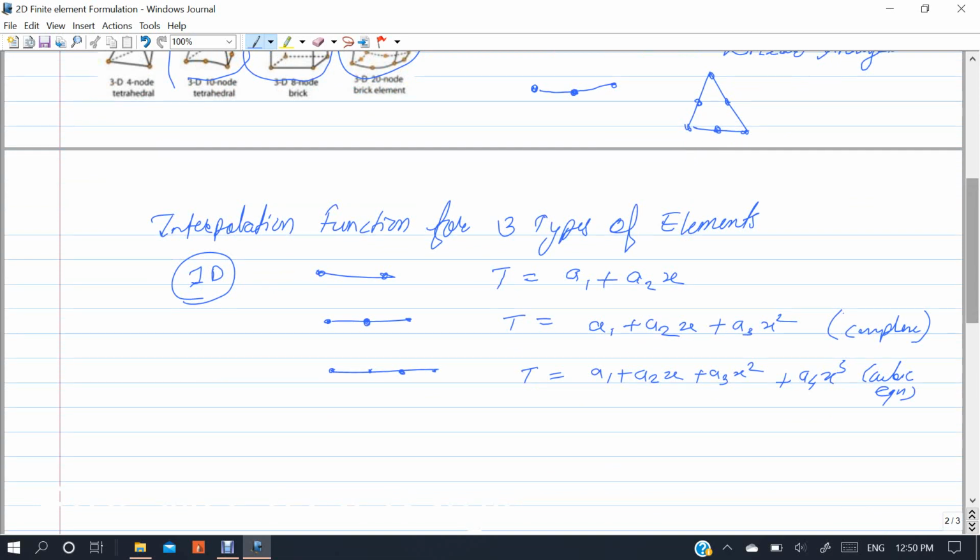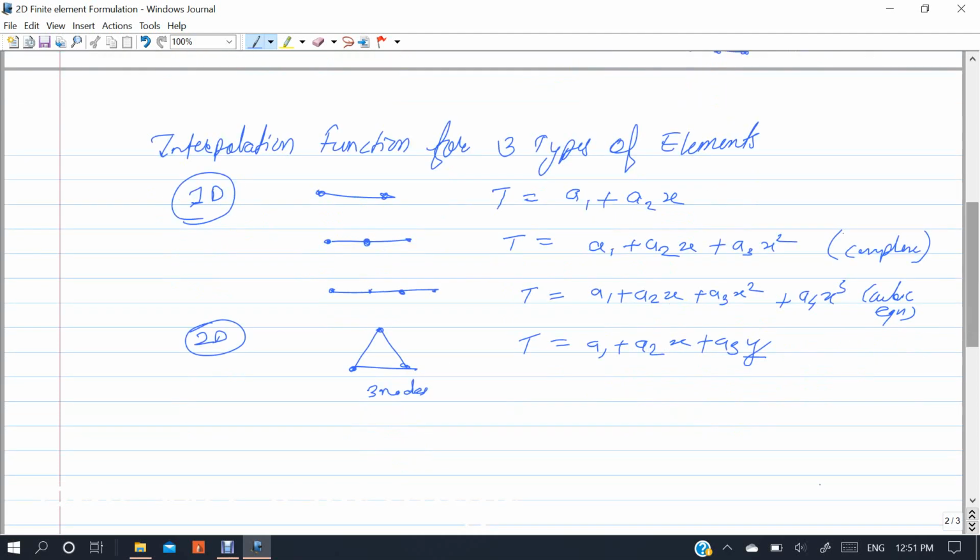Then for a 2D element, considering a 2D element, x and y will be included in this. So what will be the interpolation function? The interpolation function will become t equal to a1 plus a2x plus a3y. So this y gets included. It has three nodes. This element is a single element with three nodes.